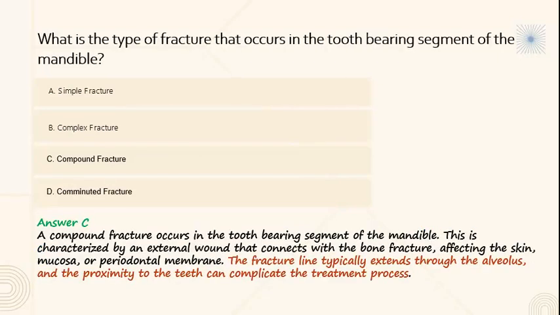What is the type of fracture that occurs in the tooth-bearing segment of the mandible? Answer C. A compound fracture occurs in the tooth-bearing segment of the mandible. This is characterized by an external wound that connects with the bone fracture, affecting the skin, mucosa, or periodontal membrane. The fracture line typically extends through the alveolus, and the proximity to the teeth can complicate the treatment process.